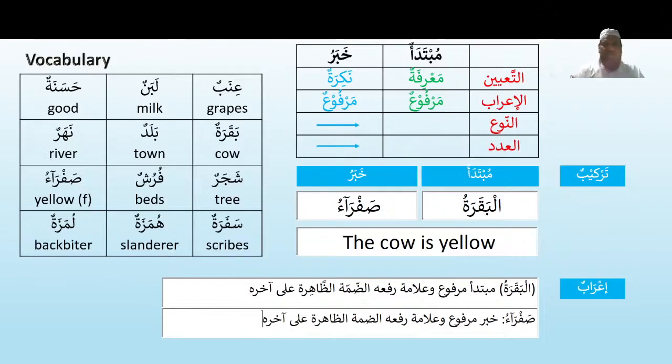So when the mubtada is mu'annas, the khabar has to agree, mu'annas. When the mubtada is al-mufrad, the khabar is al-mufrad. Or al-Muthanna, or al-Jama, the khabar has to agree. This is the general rule. Okay. But sometimes, let's look at the next example.